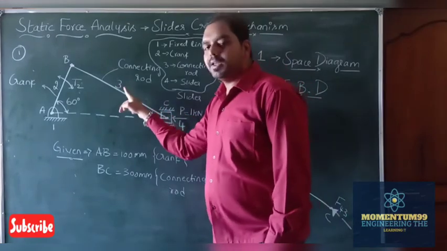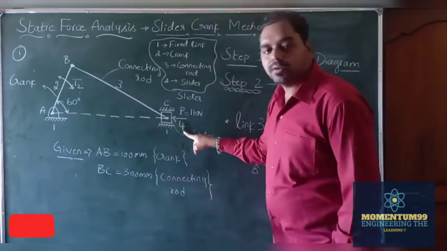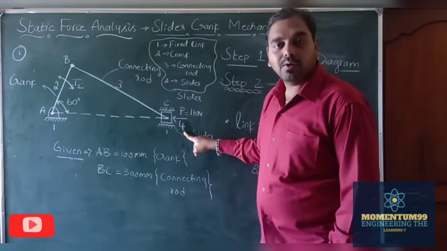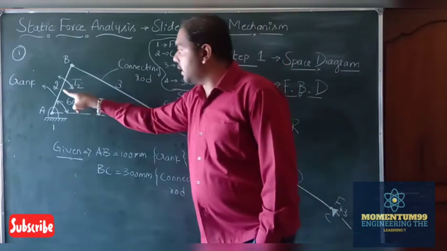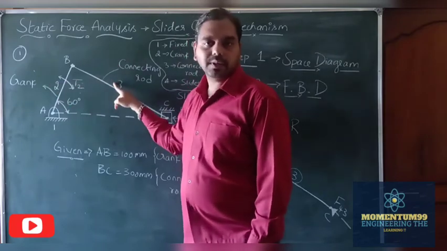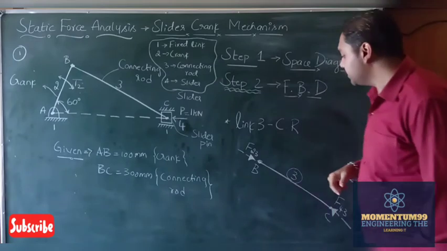Now this link 3 is connected to the link 2 crank, and at the other end, the link 3 is connected to the piston of the slider at the point C, that is nothing but our piston here. Now the force will be transmitted from the piston to the connecting rod, and at the other end, the force will be transferred from the link 2 crank to the connecting rod, that is nothing but the link 3. So there are two forces, and I need to represent those two forces on a free body diagram here.